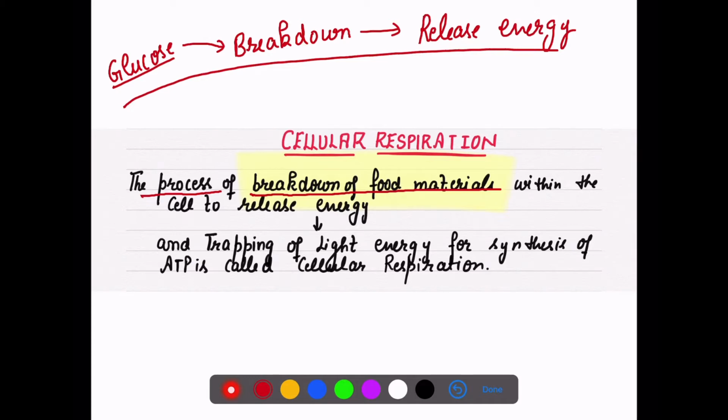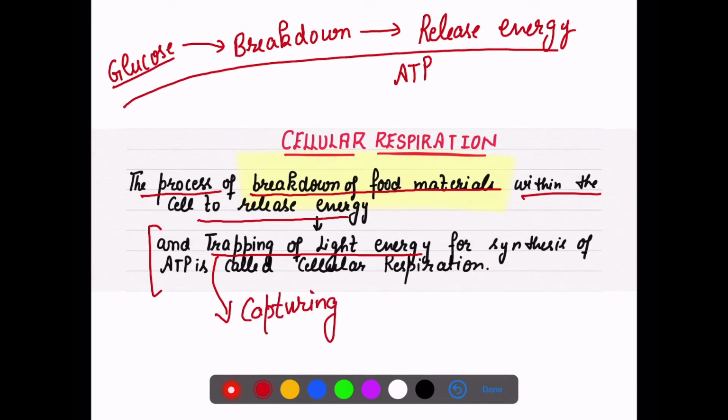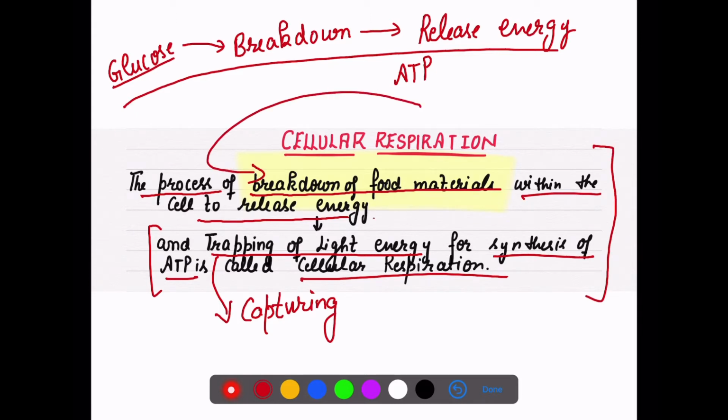So let's see the definition. The process of breakdown of food materials within the cell. Why breakdown? To release energy. And in plants, how are they making this energy, and what is the energy? That is our ATP molecules. So trapping of light energy, it means plants are absorbing light energy for the synthesis of ATP in the cell, and this is called cellular respiration. So basically in respiration we are going to talk about energy. We are going to break down the food materials.